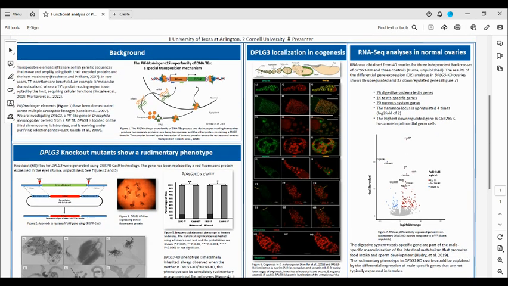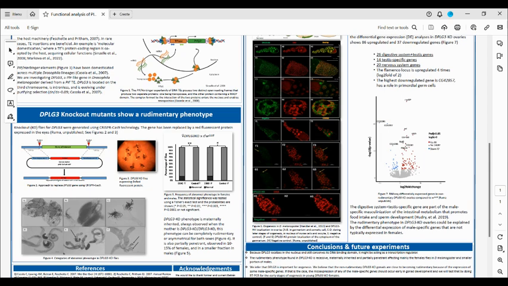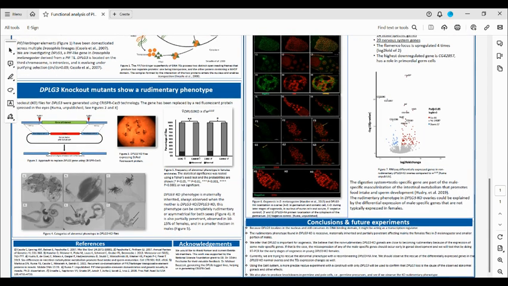Also, with the use of HA tag for immunostaining, we observe the protein localization of the DPLG3 during oogenesis. The first panel shows that the DPLG3 HA protein is broadly in the germarium and in the somatic cells. The second panel shows that it is in the nucleus of the somatic cells, and the third one shows that it is in the nucleus of the nurse cells and also in the nucleus of the oocyte. Panel D is a closer view of this one. We can see the negative control. For panels F and H, we can see the localization in the cytoplasm of the germline.